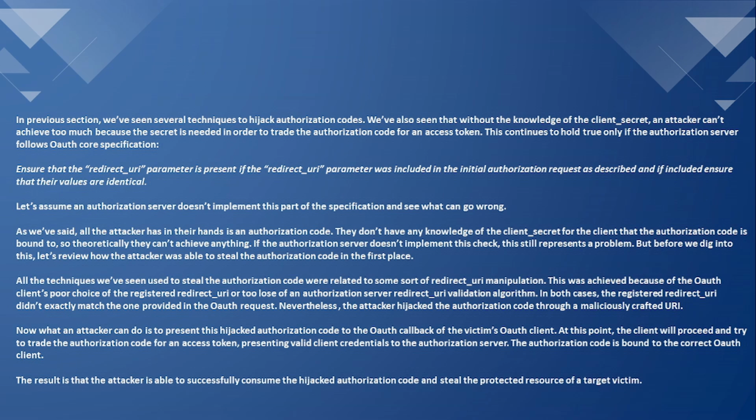Now what an attacker can do is present this hijacked authorization code to the OAuth callback of the victim's OAuth client. At this point, the client will proceed and try to trade the authorization code for an access token, presenting valid client credentials to the authorization server. The authorization code is bound to the correct OAuth client. The result is that the attacker is able to successfully consume the hijacked authorization code and steal the protected resource of a target victim.